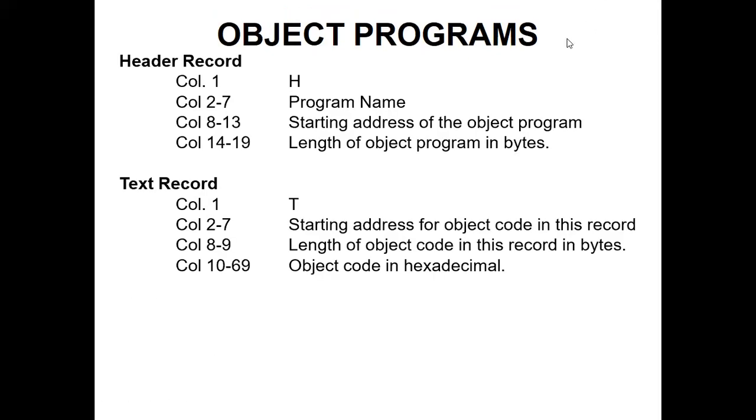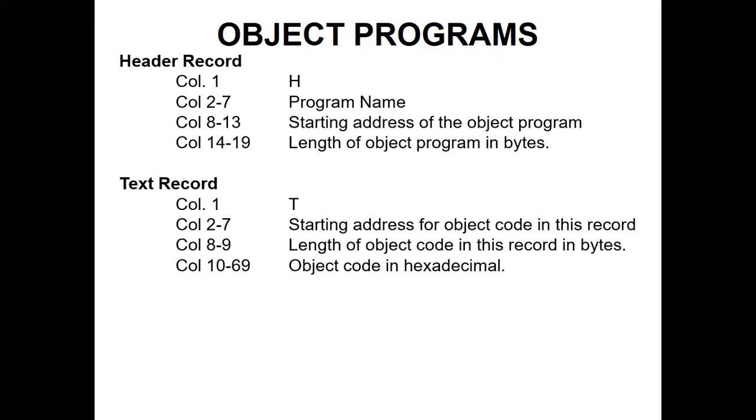Now the text records. We said that these are many, depending on the size of the program. It can be one if the program is small, but they can be more than one in case the program is big. So a text record begins with the T, of course, meaning text. That is the first character. Then you write the beginning address of that record. Then you write the length, how long that record is going to be in bytes.